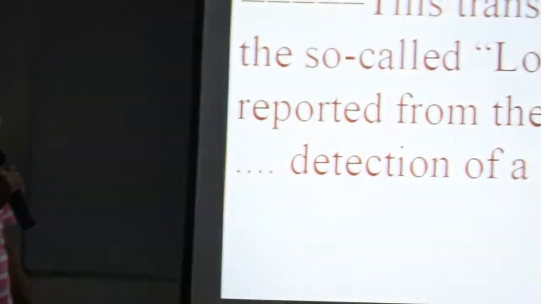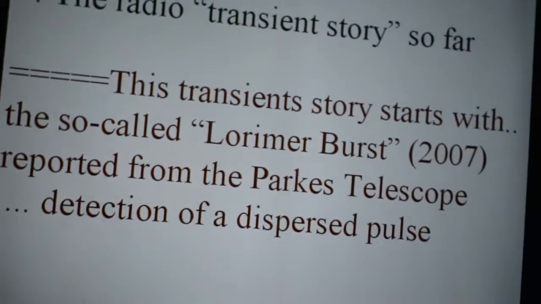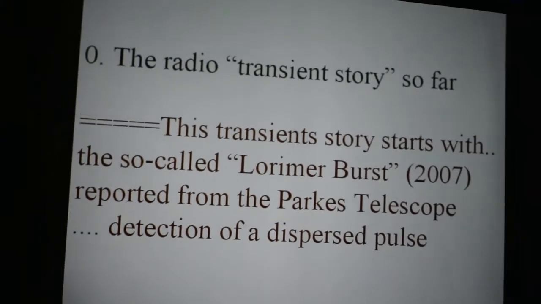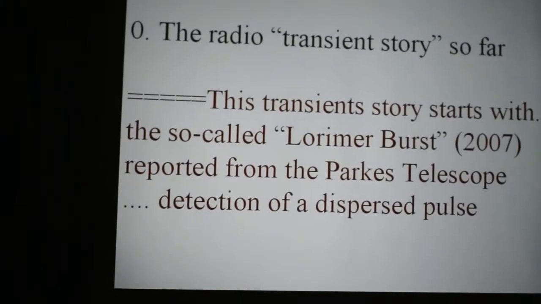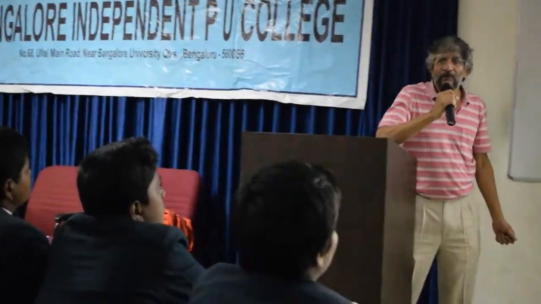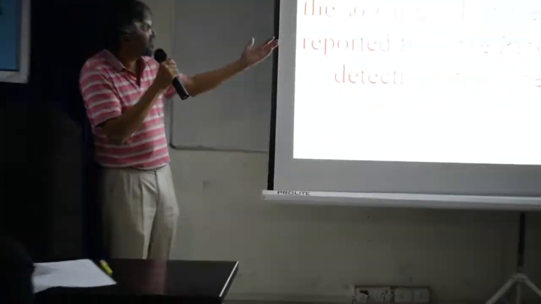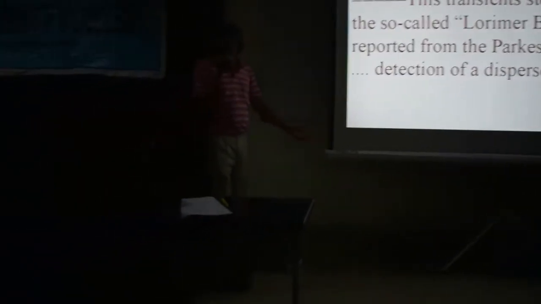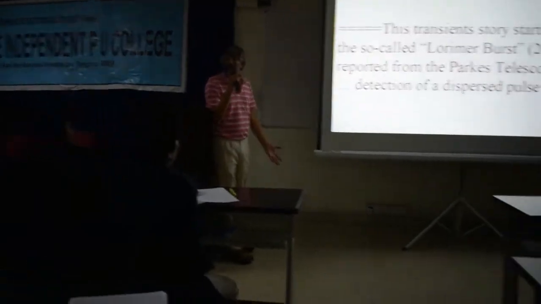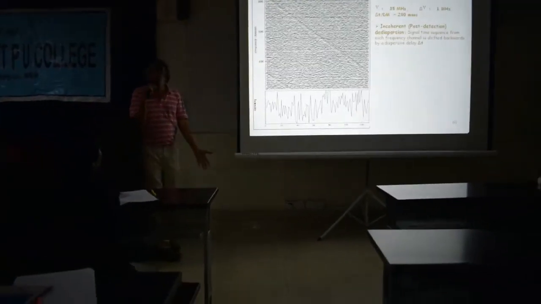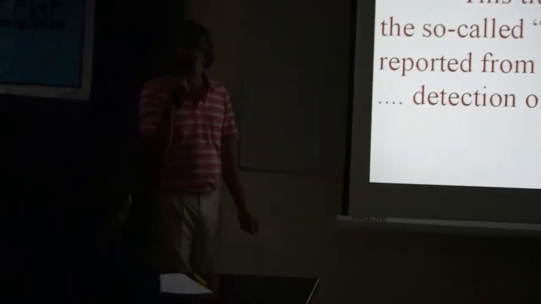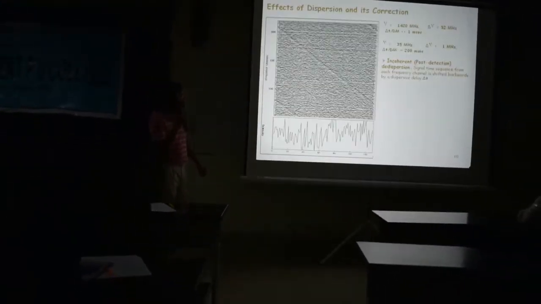So this is the Lorimer burst first. It's known by one of our friends, Duncan Lorimer, who found these instances in some data, and people have looked at even the data that they had for a long time. And so far, about 200 such instances have been detected. People believe that in a day, almost tens of thousands of such events might be occurring. We may not be listening to them.